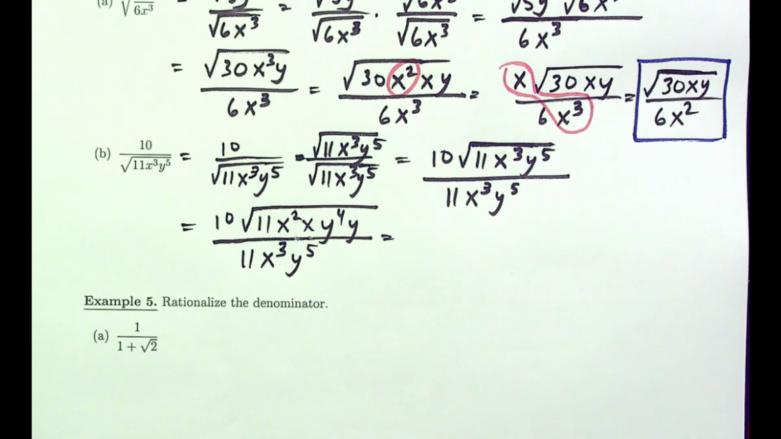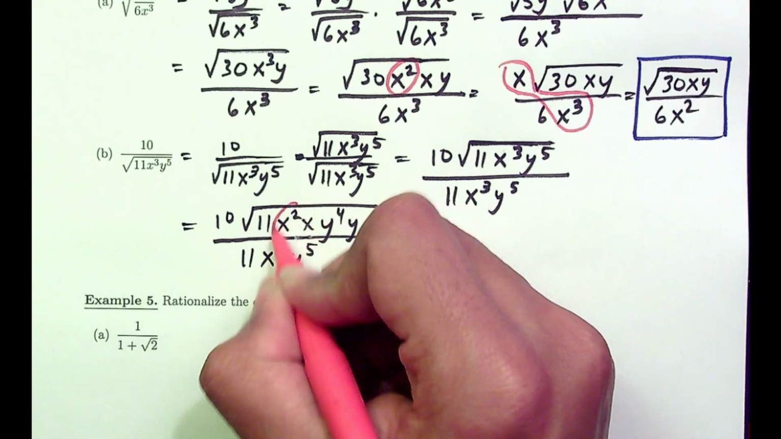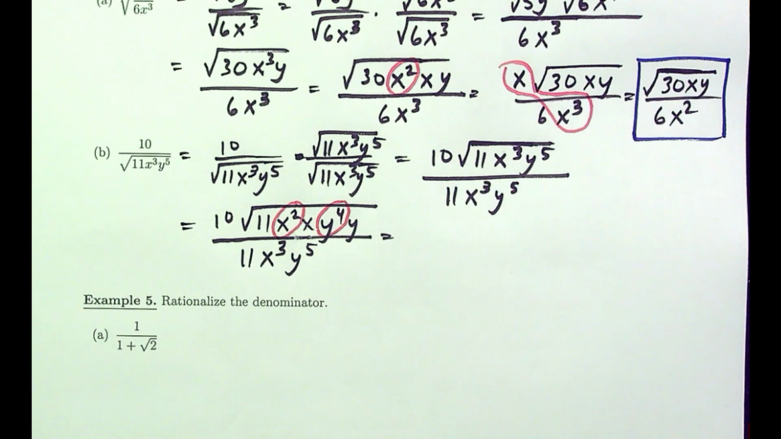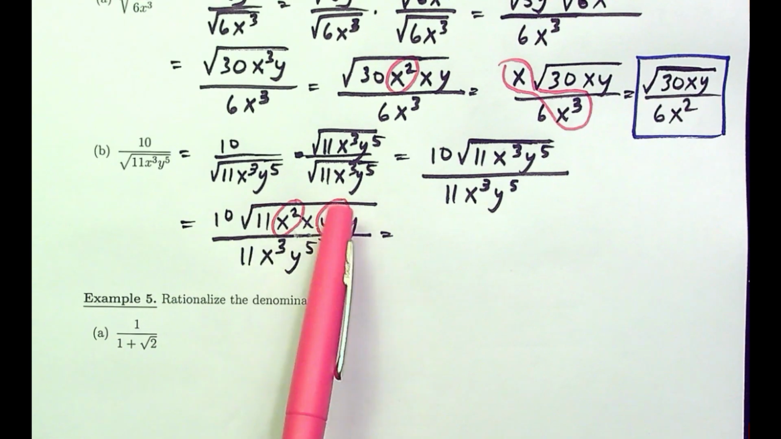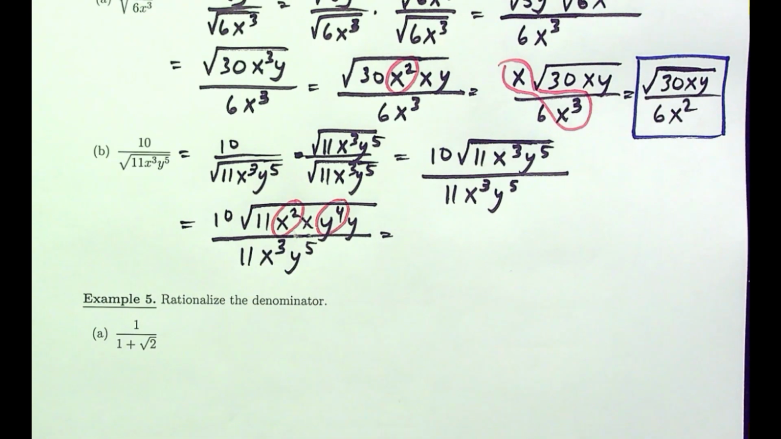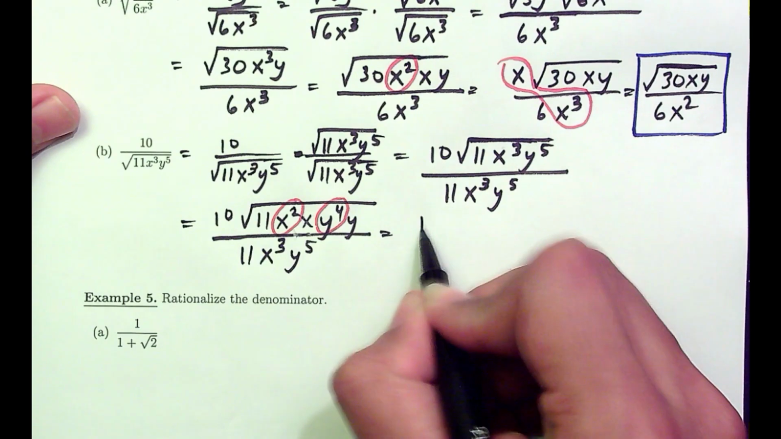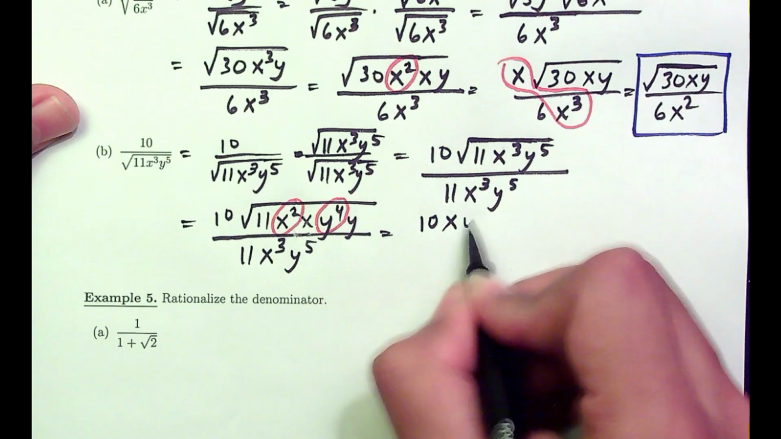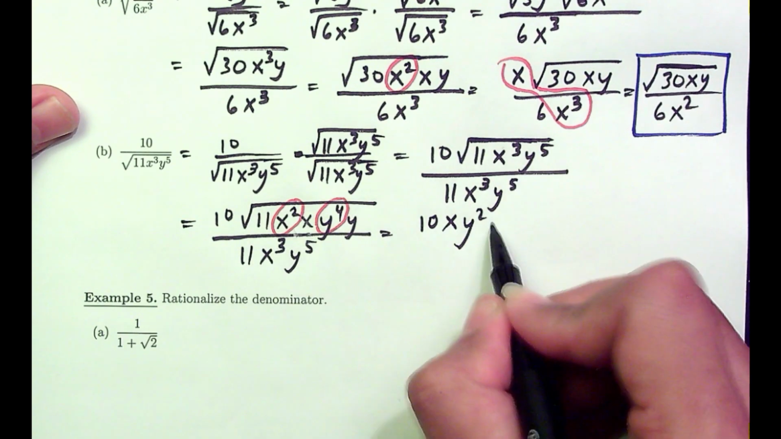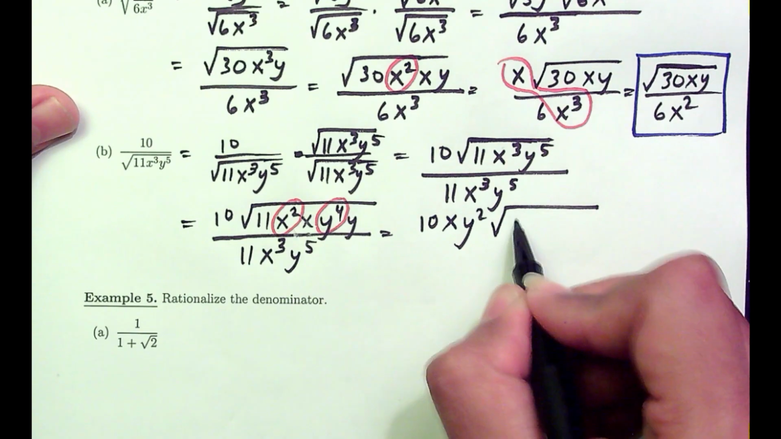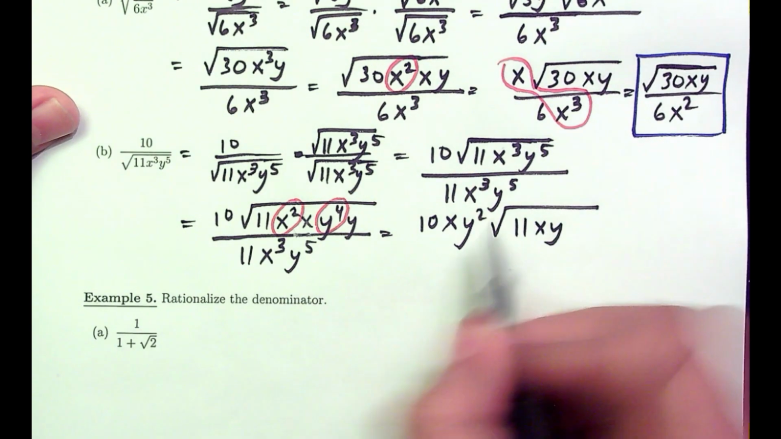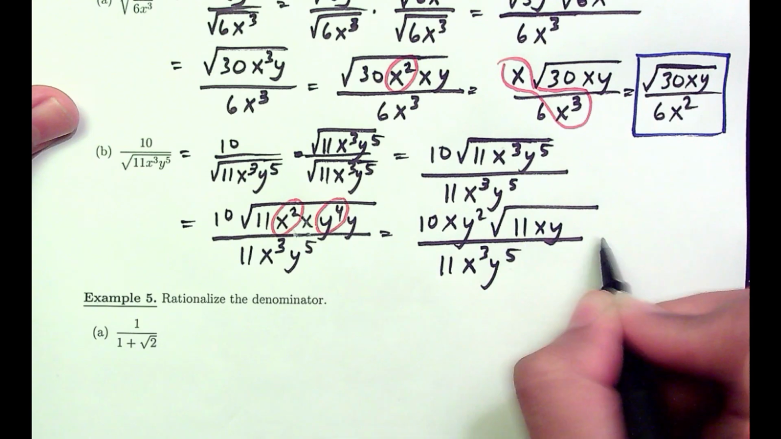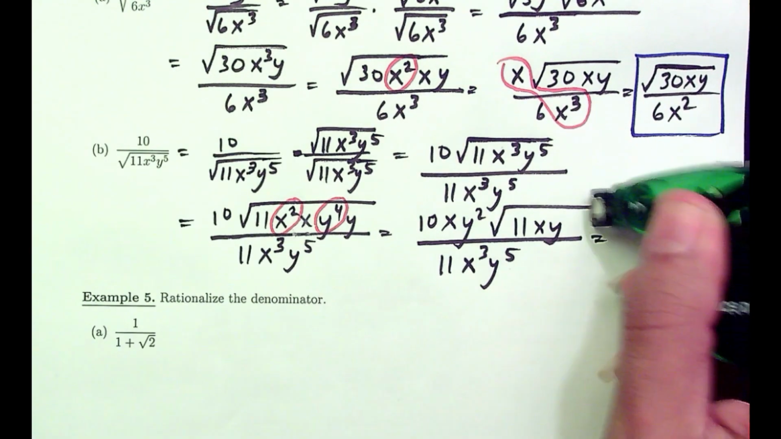And now the x squared and the y to the fourth, I can take the square root of that because I can divide 2 by 2 and 4 by 2, by the index outside. And that's going to give us 10. Square root of x squared is x. Square root of y to the fourth is y squared. I divide the exponent by the index. And then you have the leftover inside, which is 11 x y. All that over 11 x cubed y to the fifth. Okay, and now almost done.